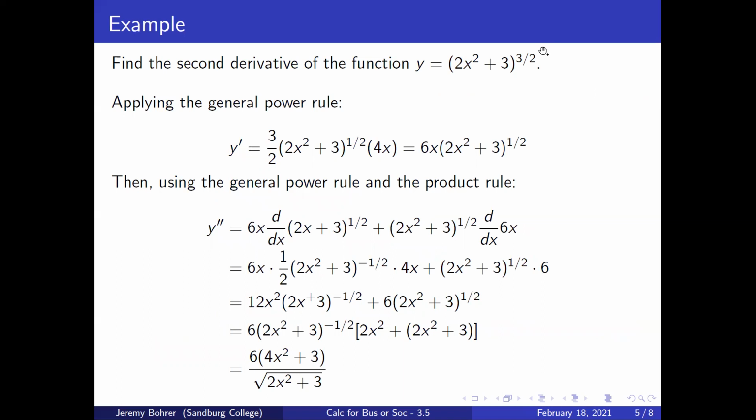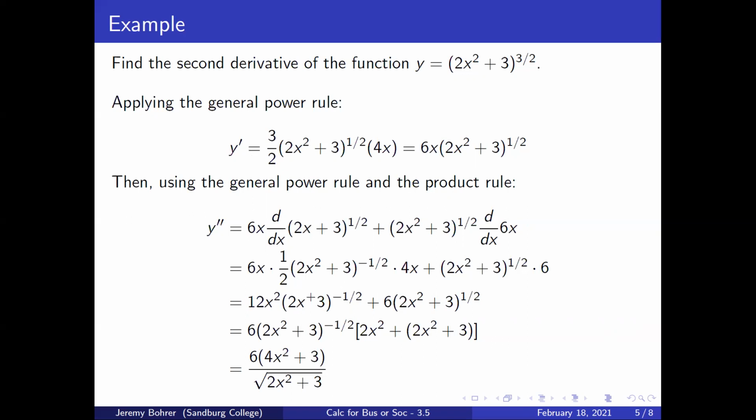Find the second derivative of the function y equals (2x squared plus 3) to the 3/2 power. Applying the general power rule, we have y prime equals 3/2 times (2x squared plus 3) to the 1/2 power times 4x, which is 6x times (2x squared plus 3) to the 1/2 power.